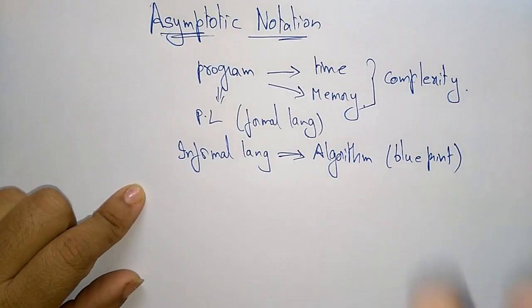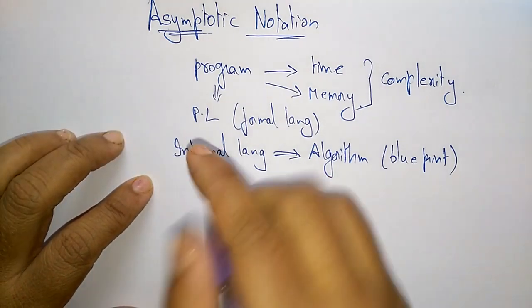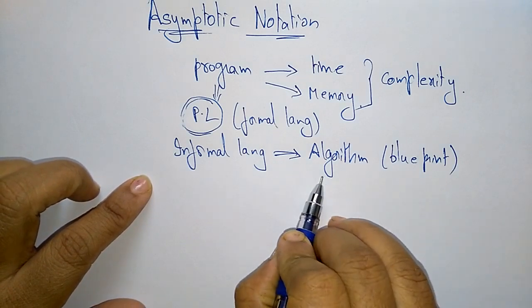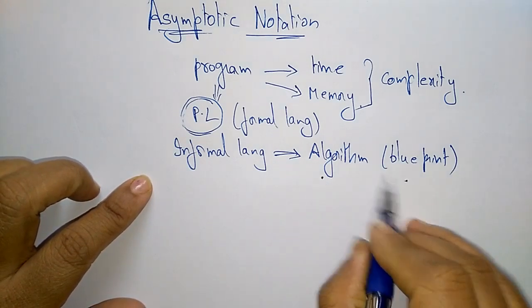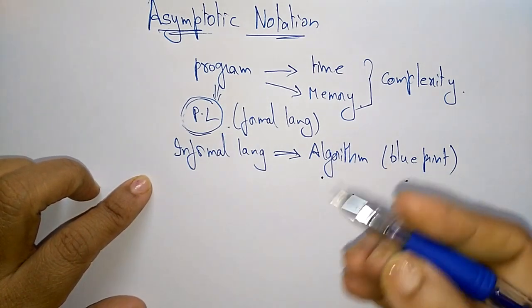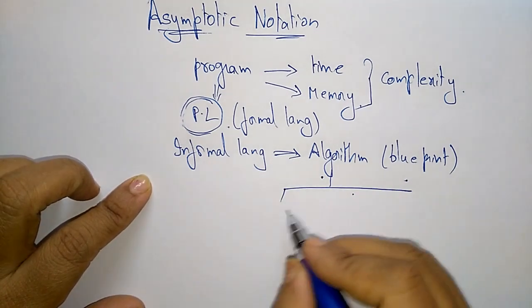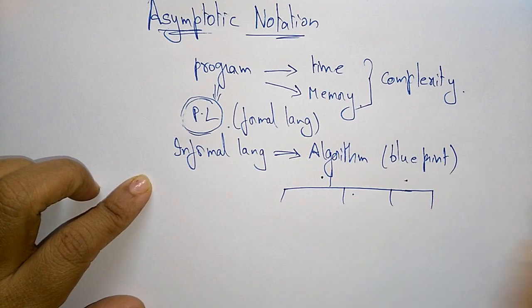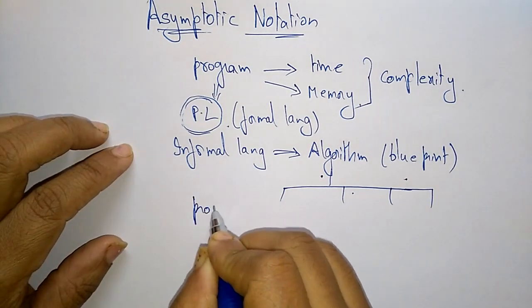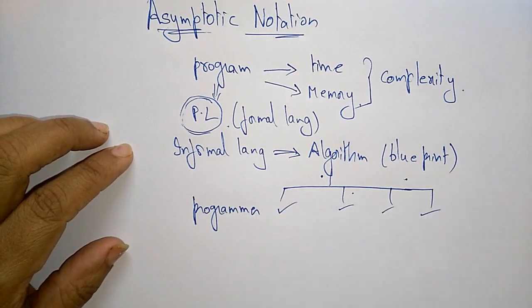I already explained this at the start of this subject. Before developing the program in a programming language, first you have to take the algorithm, which gives the blueprint of the program. Different types of algorithms will be there, so the programmer has to select which algorithm is best suited.